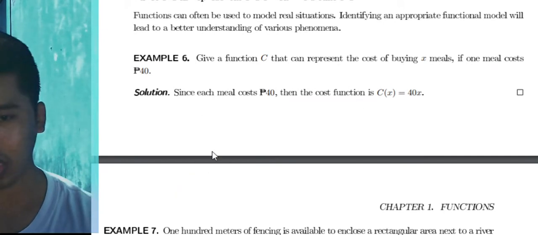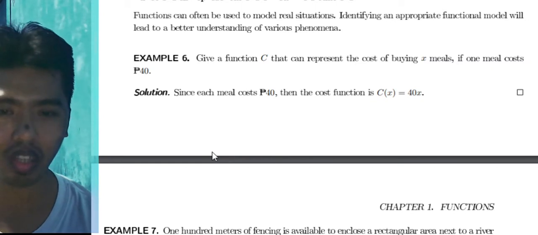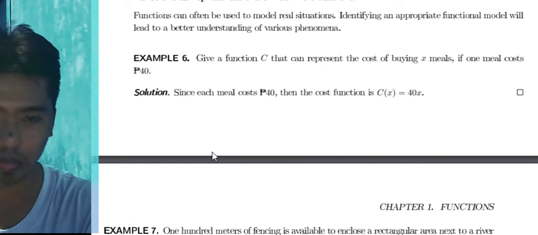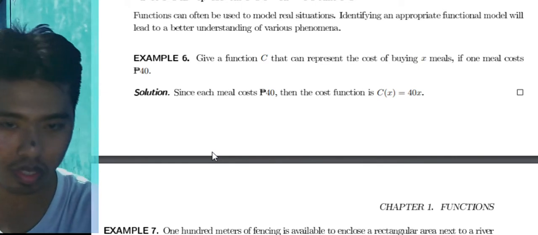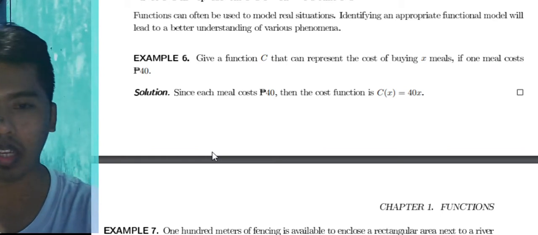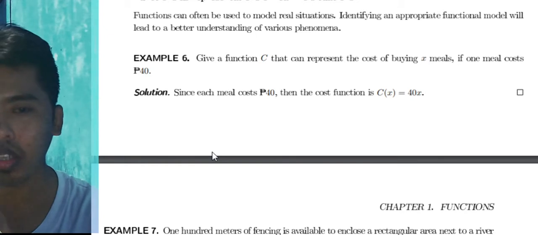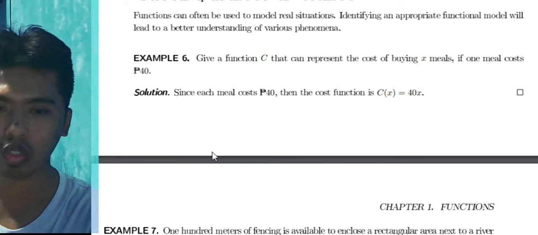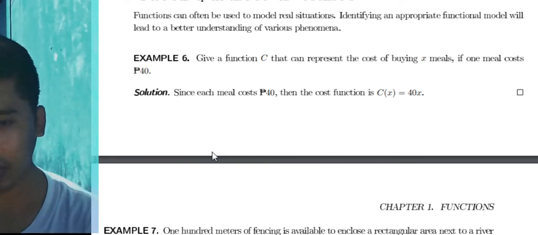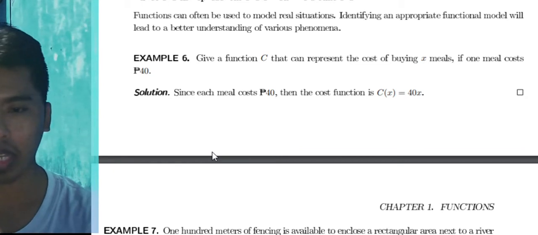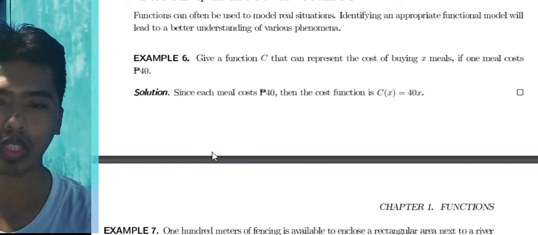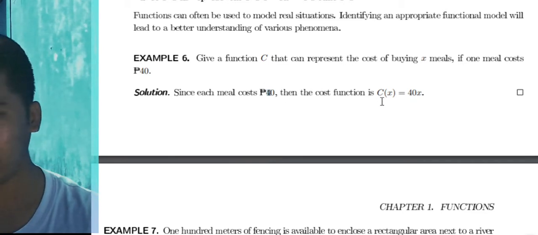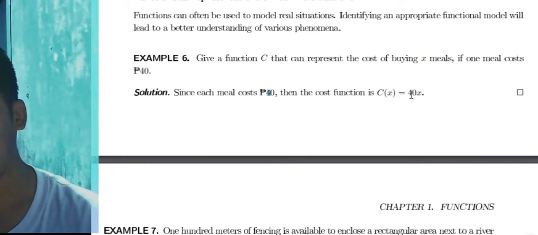Give a function C that can represent the cost of buying x meals, meaning x meals, you don't know what kind of meals or how many meals, if one meal costs 40 pesos. So each meal costs 40 pesos, but the x meals, you don't know how many, right? So the solution would be like this. Since each meal costs 40 pesos, the cost function is C of x is equal to 40x.